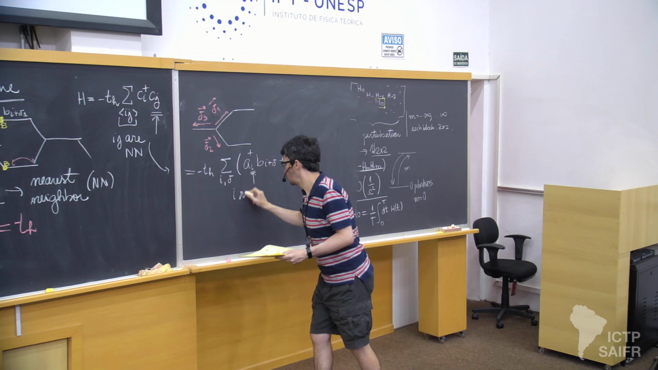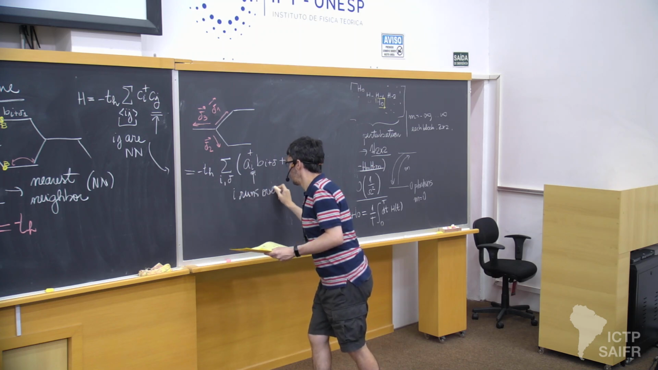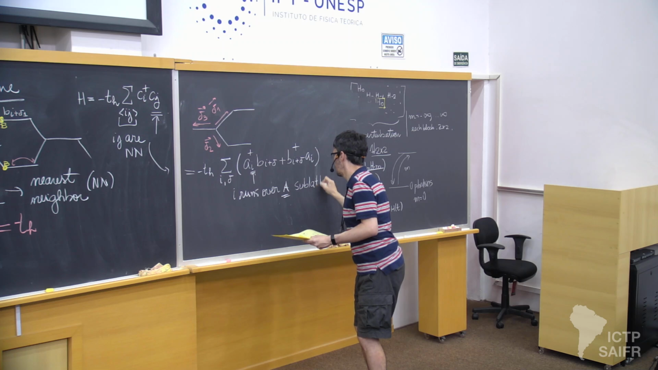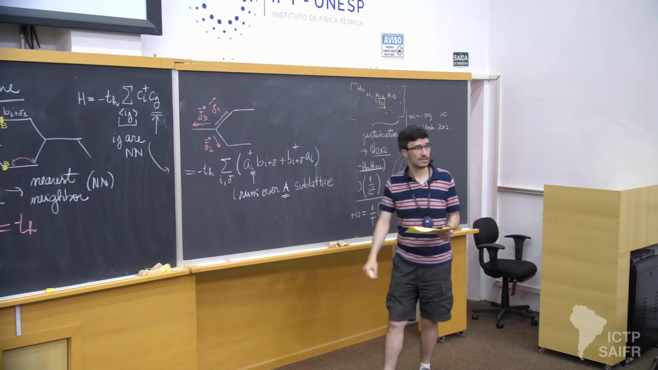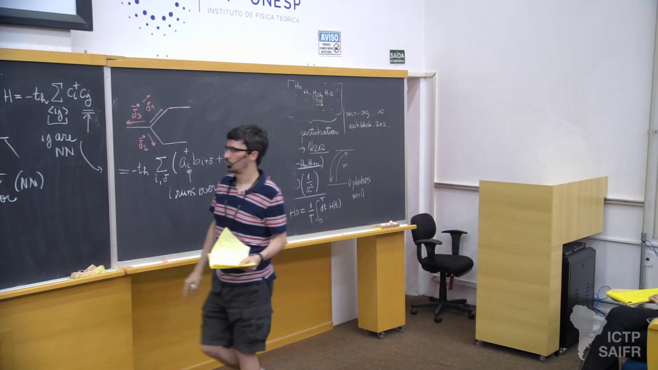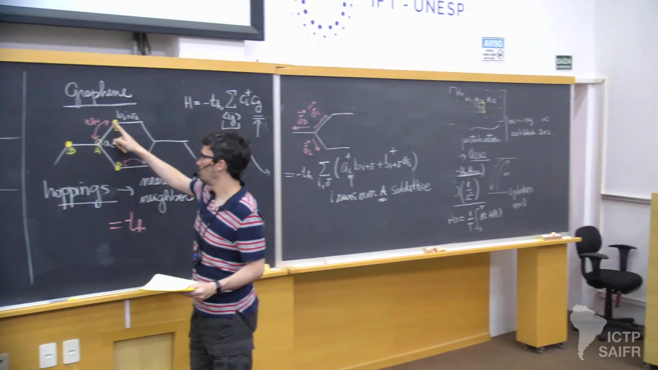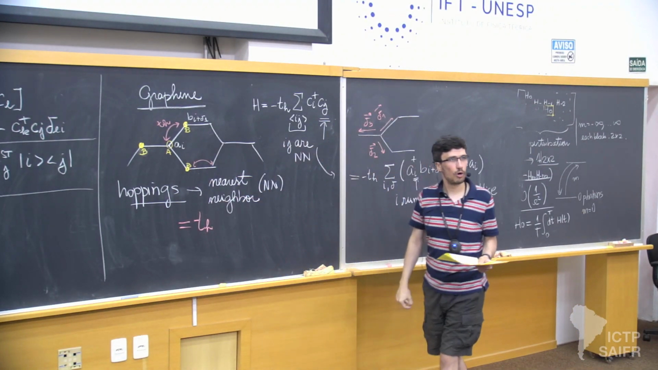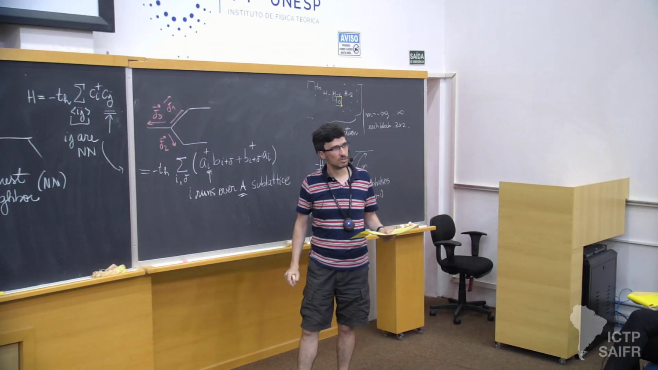I runs over A sites, or it's called the A sublattice. It runs over the A sublattice, and then you don't have double counting. You sit here, and then you sum over these three vectors. And then you sit here and sum, and so on. You count all of them, and all of them once.